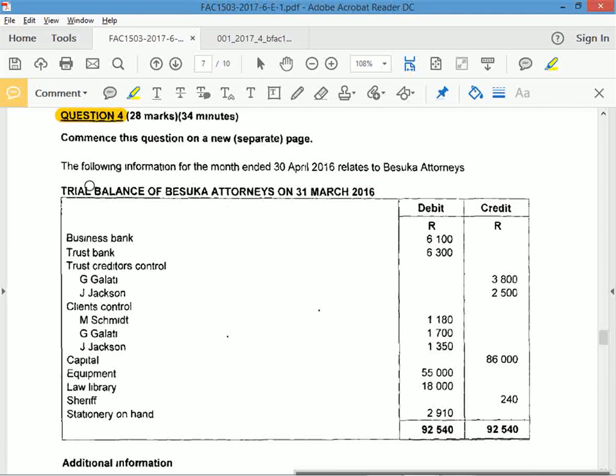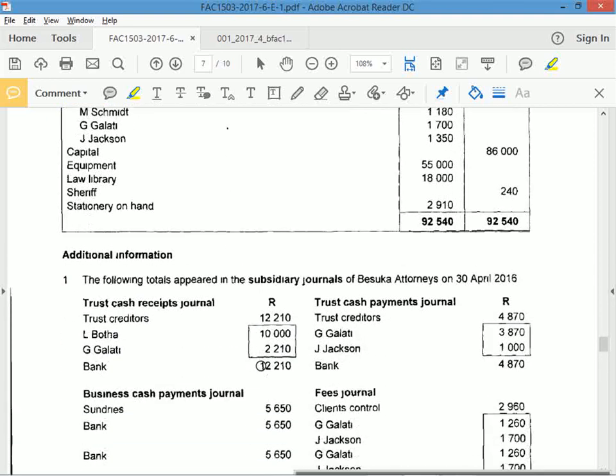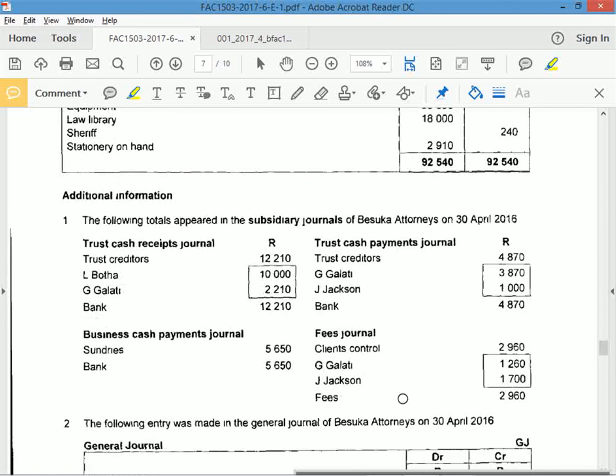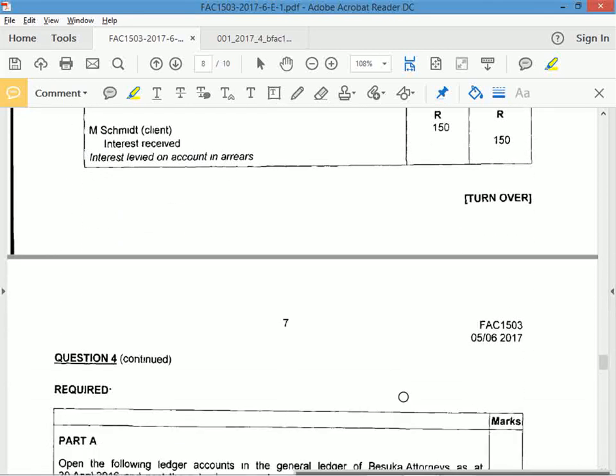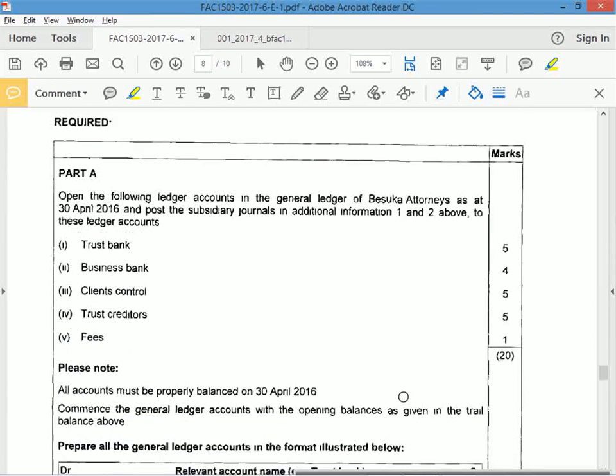Okay, so now you've got question 4. You know it's 28 marks, and they've given you some information here. A trial balance. They've given you business bank, trust bank. They've given you the creditors, the trust creditors, the client control, and then some other accounts as well. Then they've given you additional information. They've given you the journals. Trust receipts, trust payments. Business cash payments, fees journal. What do they want? There's the required.